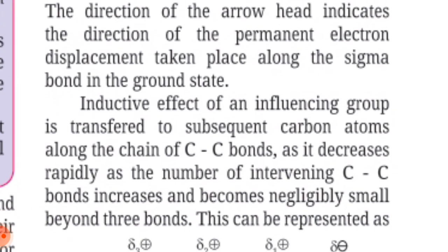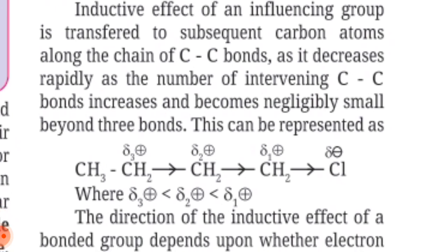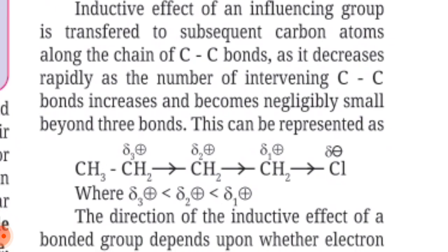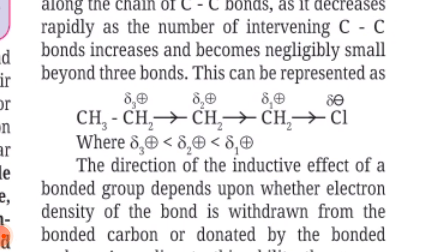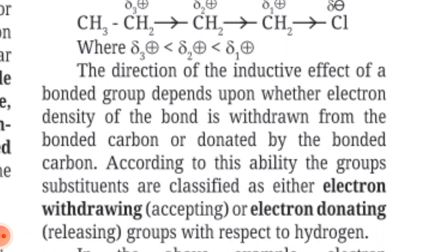The direction of the arrowhead indicates the direction of the permanent electron displacement taking place along the sigma bond in the ground state. The inductive effect of an influencing group is transferred to subsequent carbon atoms along the chain of carbon-carbon bonds, but it decreases rapidly as the number of intervening carbon-carbon bonds increases, and it becomes negligibly small beyond 3 bonds. This can be represented as CH3CH2CH2CH2Cl, with delta 3 plus smaller than delta 2 plus smaller than delta 1 plus.